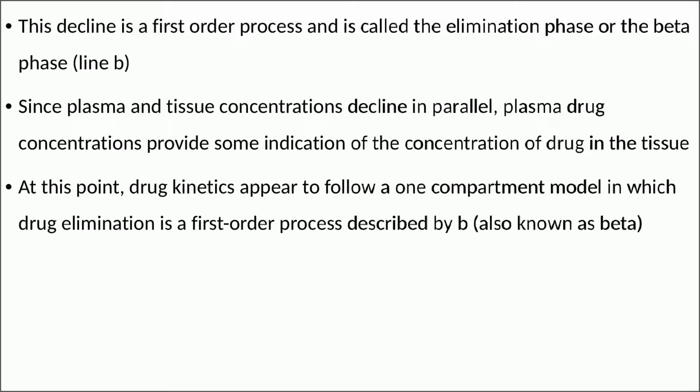Now this decline is a first order process and is called the elimination phase or the beta phase. Since plasma and tissue concentrations decline in parallel, plasma drug concentrations provide some indication of the concentration of drug in the tissue. At this particular point, drug kinetics appear to follow a one compartment model in which the drug elimination is a first order process described by B, that is also known as the beta.